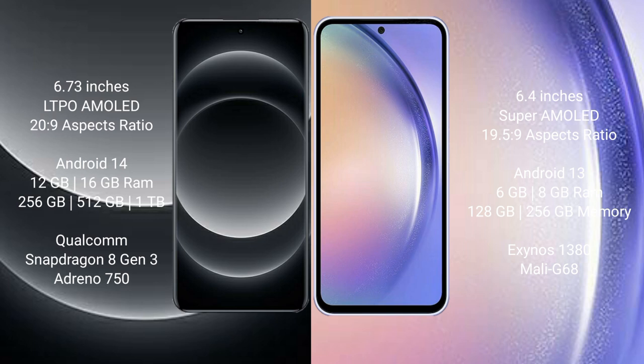Xiaomi 14 Ultra runs on the Android 14 operating system. Samsung Galaxy A54 runs on the Android 13 operating system. Xiaomi 14 Ultra comes with 12GB, 16GB RAM and 256GB, 512GB, 1TB internal storage. Qualcomm Snapdragon 8 Gen 3 processor and GPU Adreno 750.